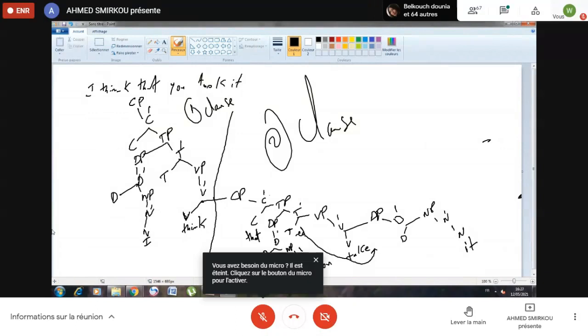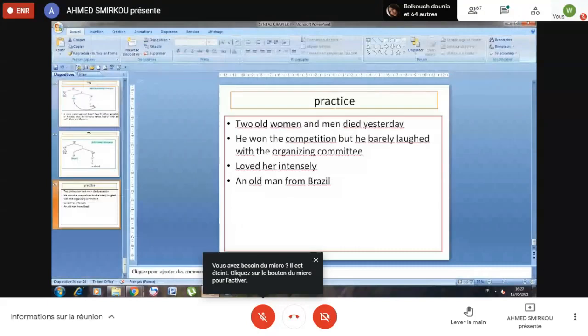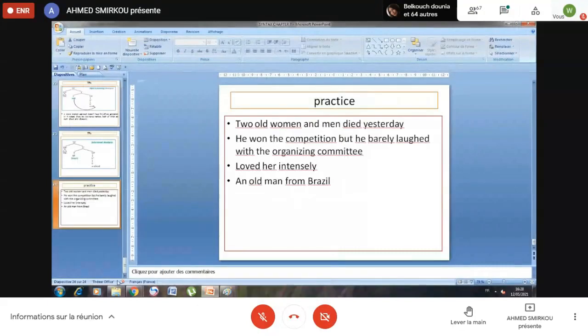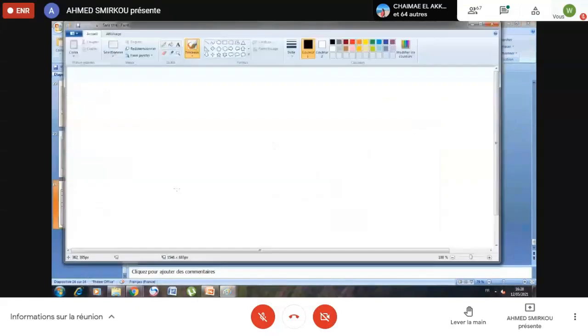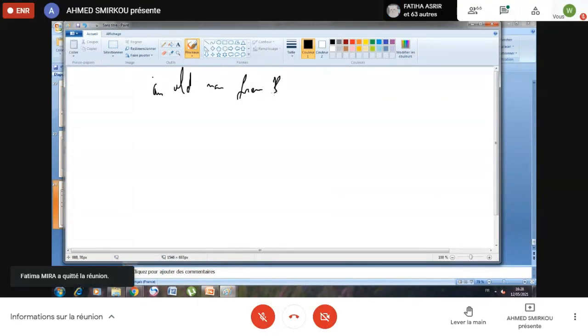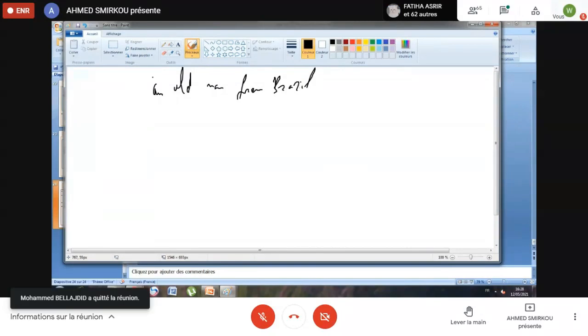So the last sentence. Yes, it's clear. The last sentence: an old man from Brazil. An old man from Brazil. So who can do it, please? Somebody else? An old man from Brazil. Yes, please, who can do it? Somebody else?